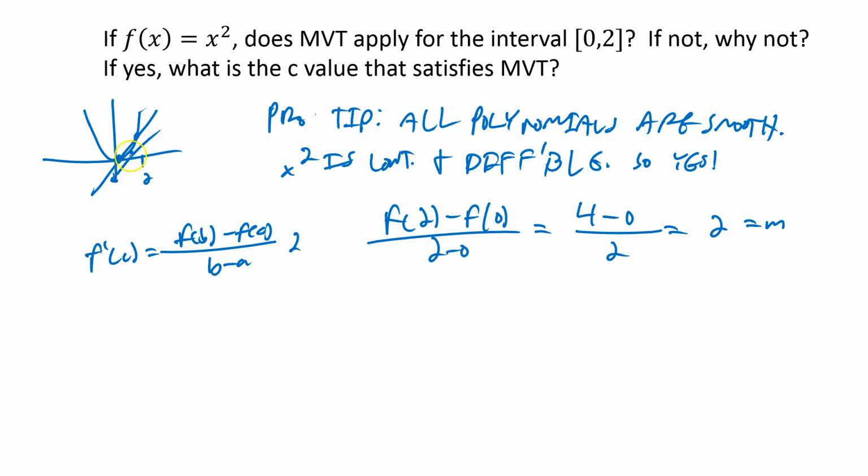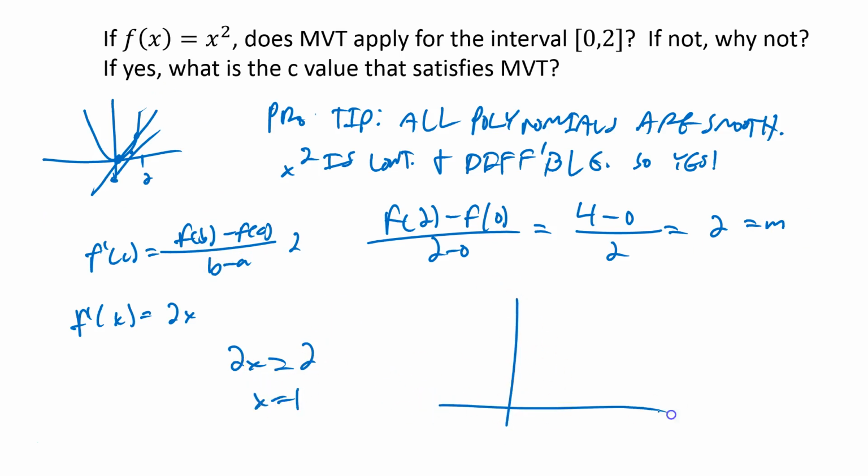Now to find a point c in between where the slope of the tangent line is equal to that, I have to find f prime of x. f prime of x is 2x. So what I want is for 2x to be equal to the slope of the secant line, which is 2. We just found that. So what does x have to be? x has to be 1.